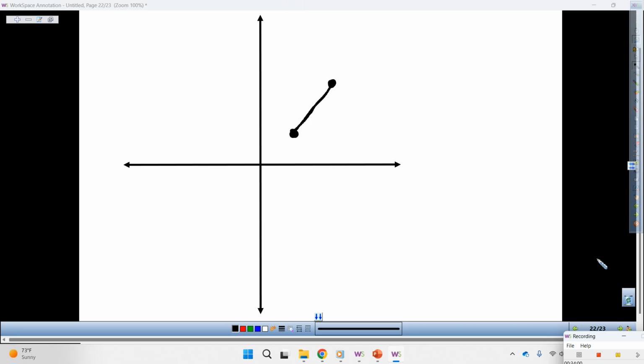All right. We good? All right, so once again, we need to find the slope. So on the right side, I want you to write m equals blank.